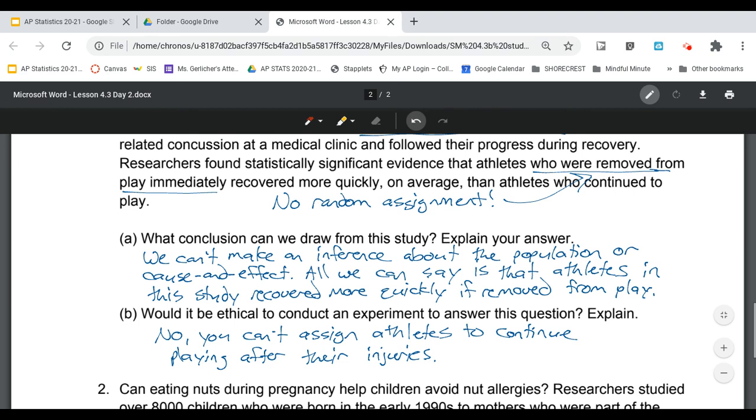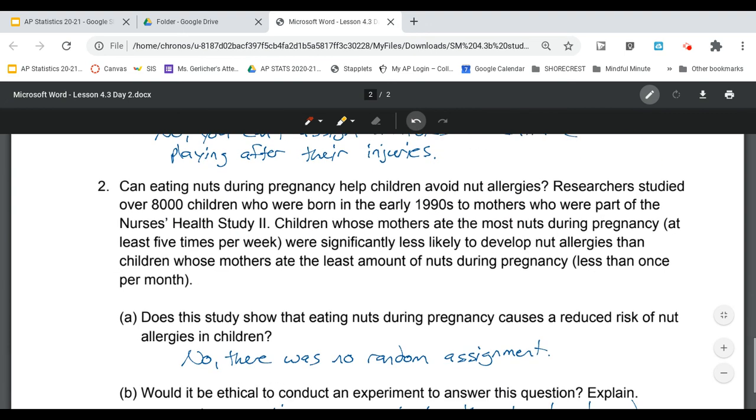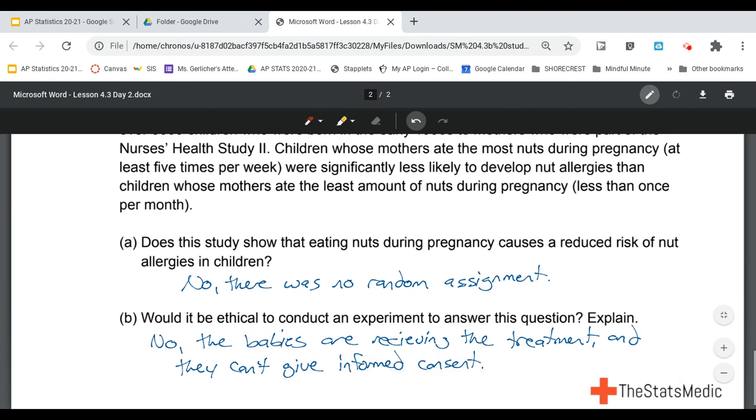Would it be ethical to conduct an experiment? No, because you can't be like, I know you have a concussion, you need to get back out there on the field because you are in treatment 2. Like, you can't do that, right? That would be unethical. So number 2, no random assignment here, so we cannot show cause and effect. And it would not be ethical because it's the mothers, but it's also the babies receiving this treatment, and they have no ability to give informed consent.